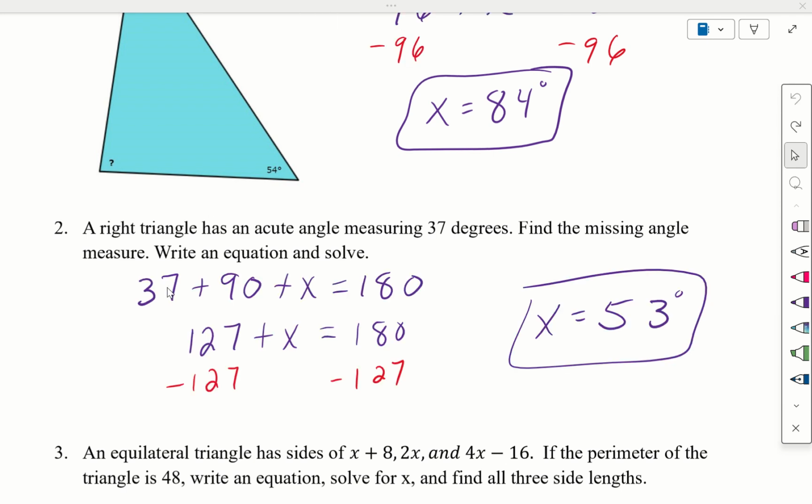Okay, 37 is one of the angles. It's a right triangle, so 90 is one of the angles, and the missing angle, we'll call it x. When you add those three angles together, they equal 180. 37 plus 90 is 127. 127 plus x equals 180. Subtract 127 from both sides. x equals 53 degrees.